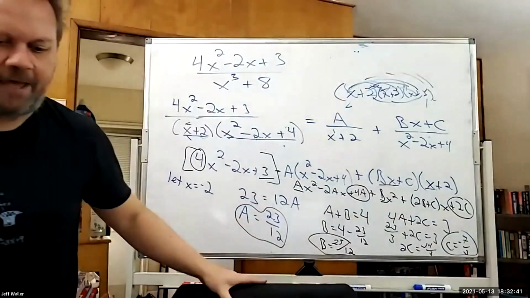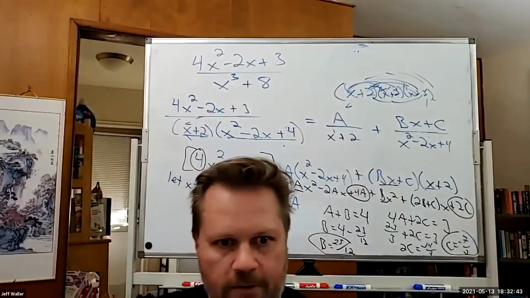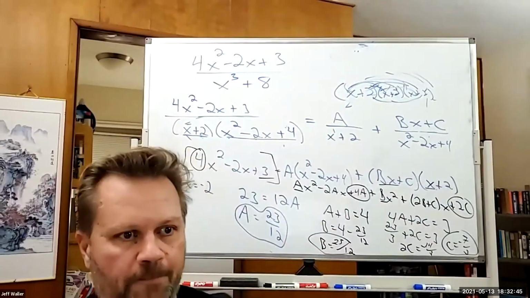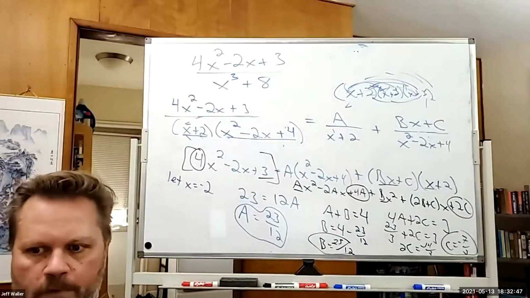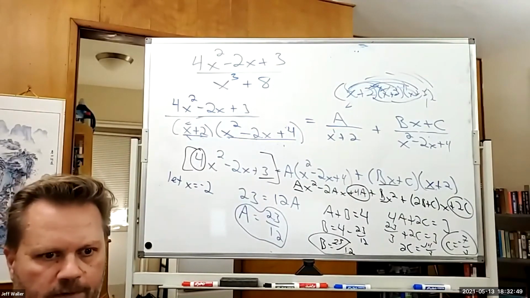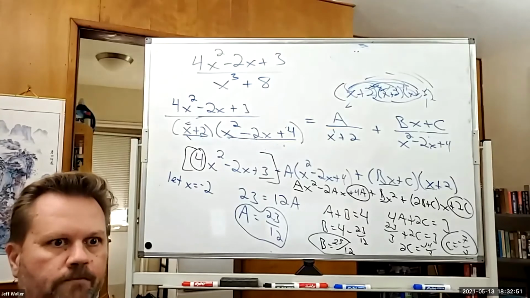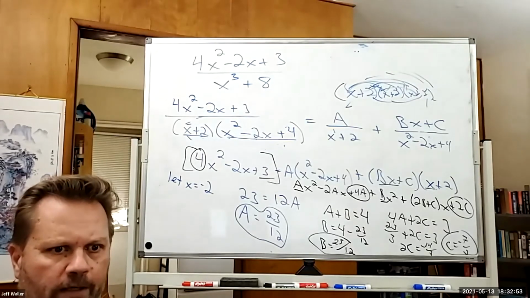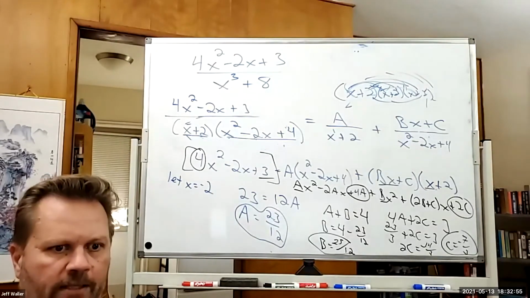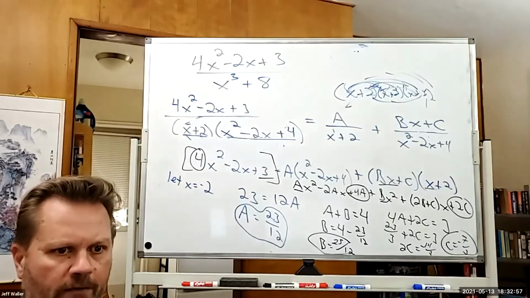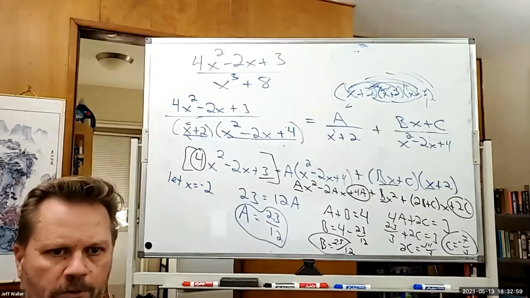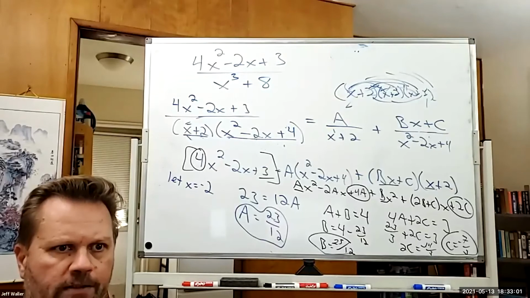Let me make this active on Canvas. Let me keep my big old head out of the way. All right, if I go to Canvas, here we go. I do have a handout. If you go to chapter 11, unit 11, you will now see a partial fractions handout.